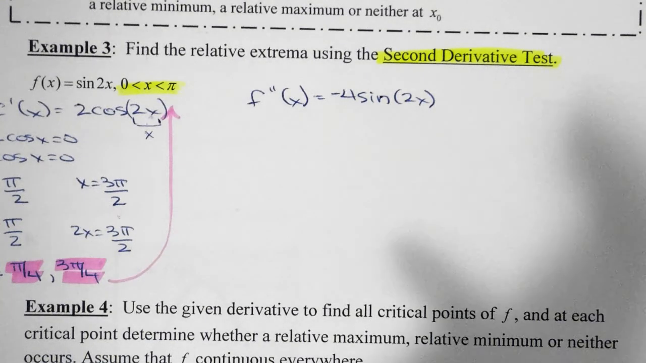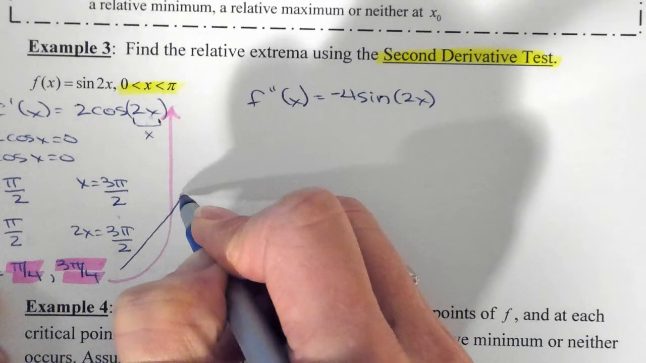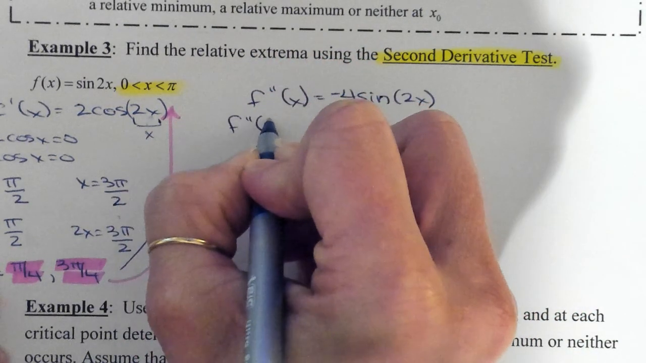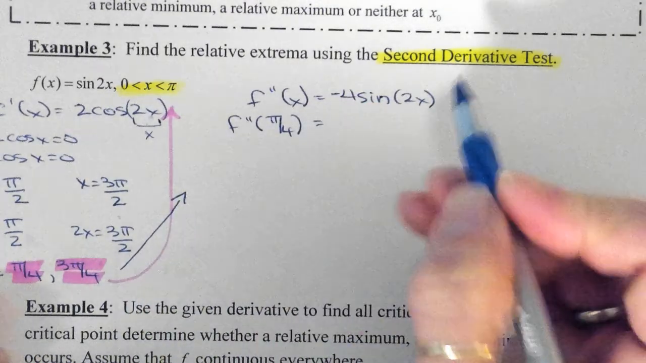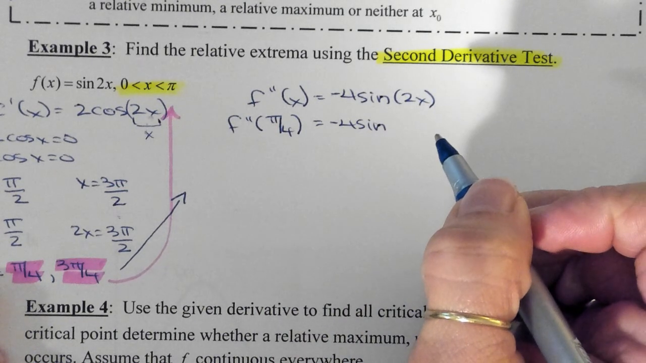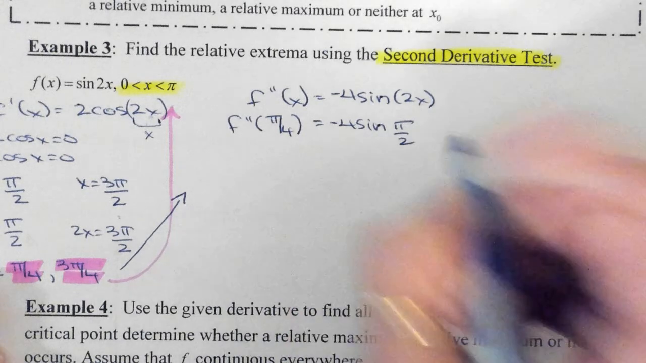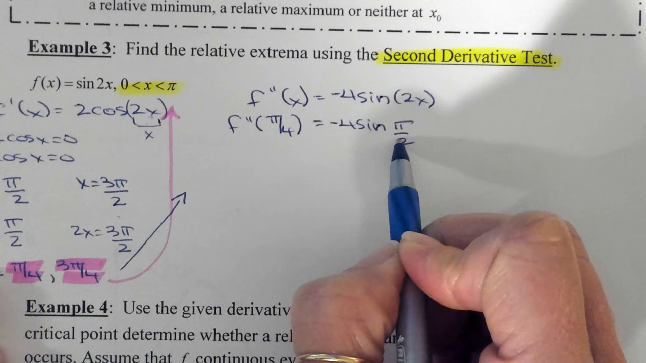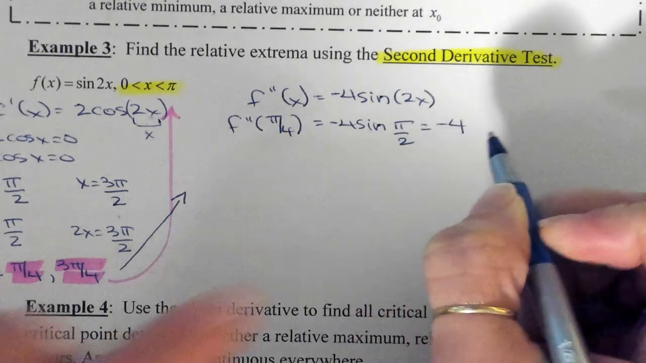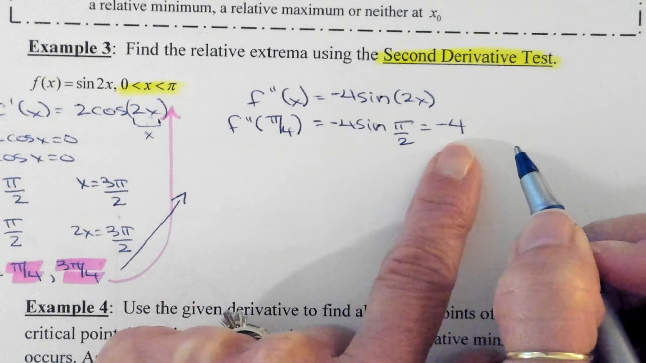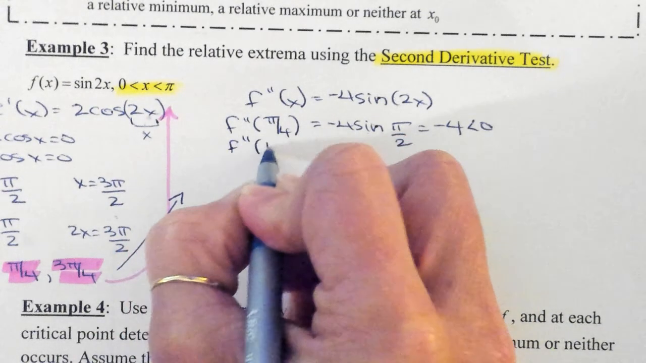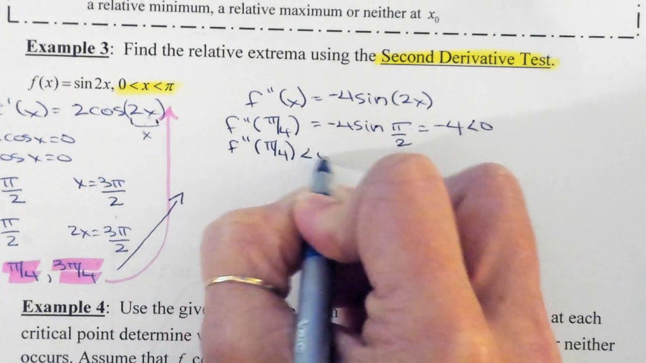Okay? Second derivative. So now what you want to do is take these values and plug them into the second derivative. So we want to evaluate f double prime of pi over 4. So I'm going to plug this in. So this is negative 4 sine, what's 2 times pi over 4? Pi over 2. Yeah, don't forget your pi. What's the sine of pi over 2? 1. So this answer is negative 4. Okay, in relation to 0, negative 4, greater than, less than? Less than. So, f double prime of pi over 4 is less than 0.